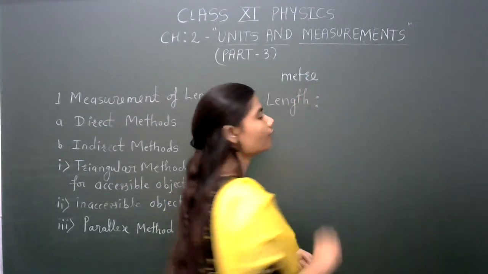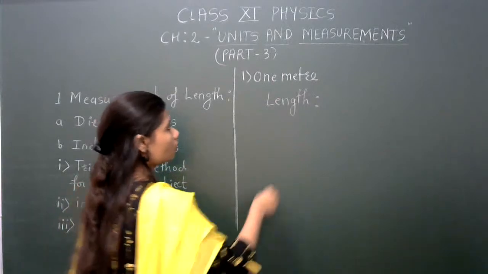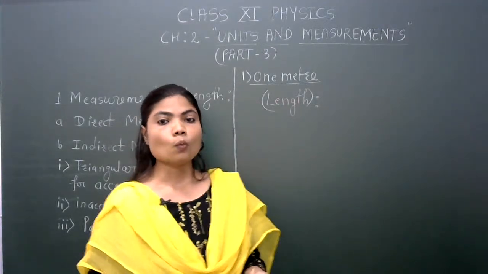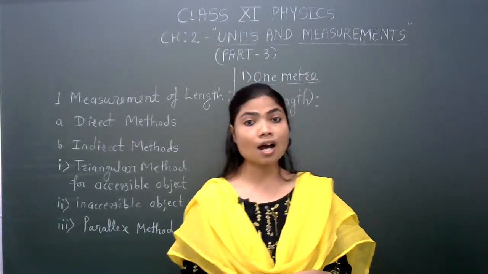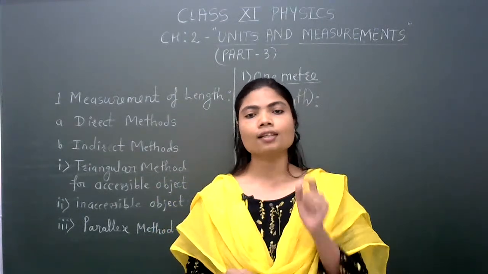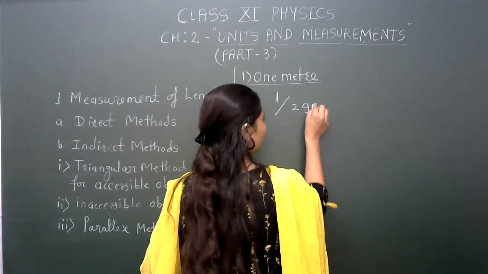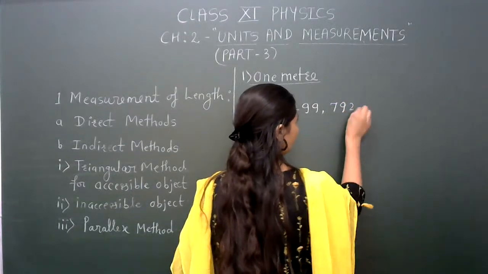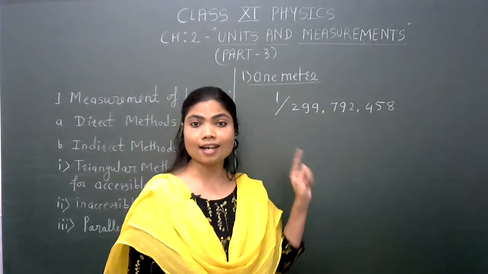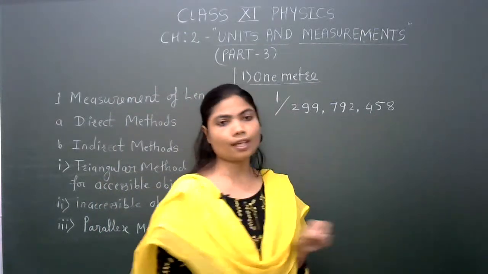The meter is the SI unit for length, and we will first try to define 1 meter. 1 meter is defined as the path traveled by light in vacuum during the time interval of, pay attention here, 1 upon 299,792,458 of a second. 1 meter is the path traveled by the light in vacuum during the time interval of 1 by 299,792,458 of a second.